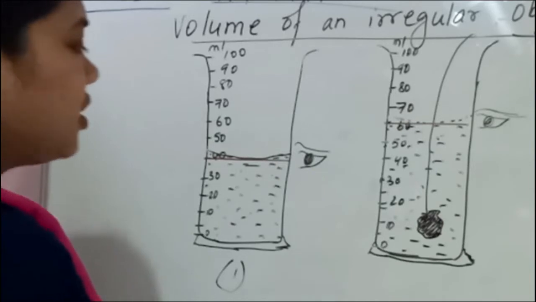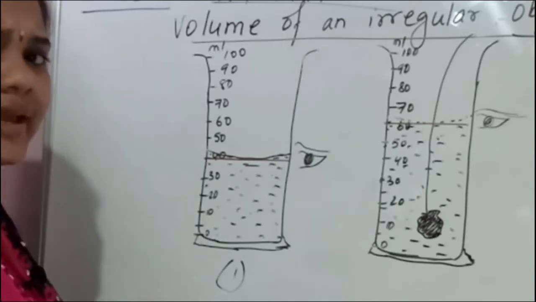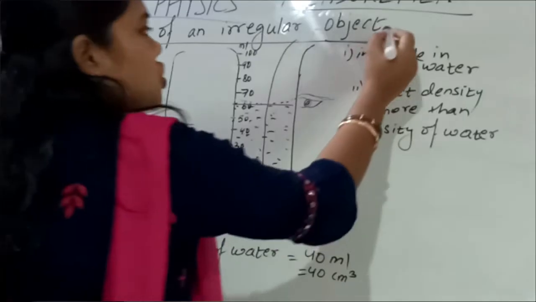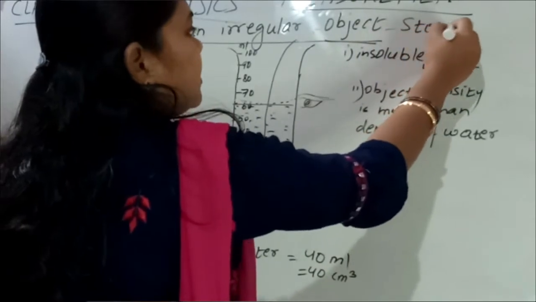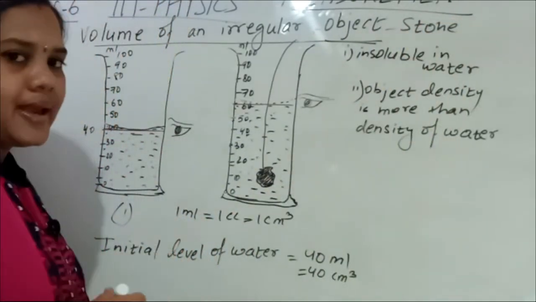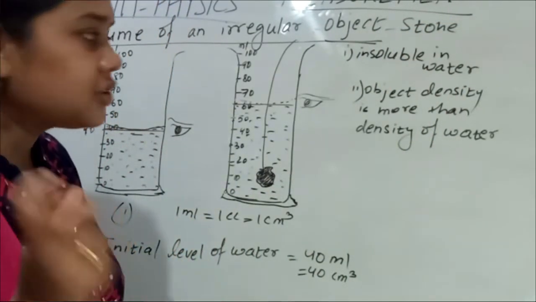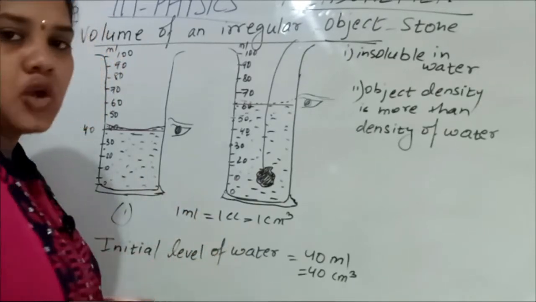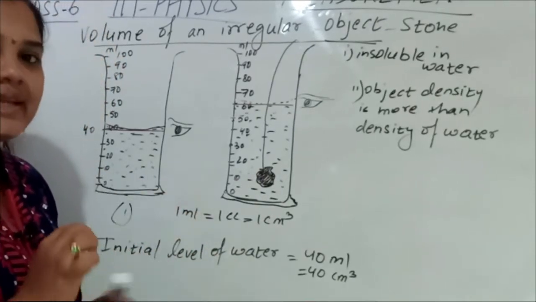Clear? Filled with water. Okay, so take some water in this measuring cylinder and check its initial level. Initial level of water.